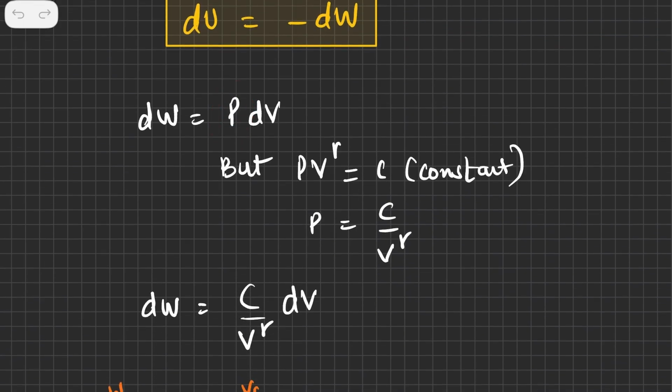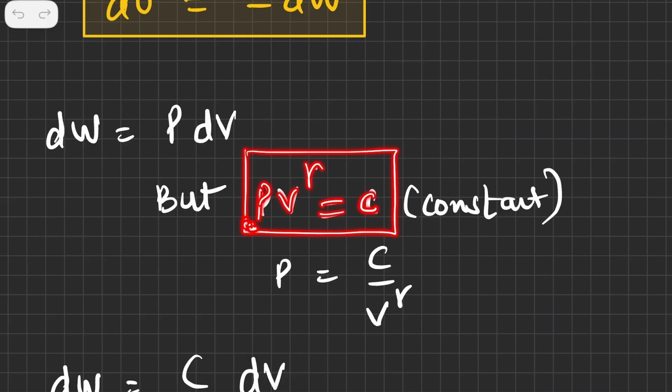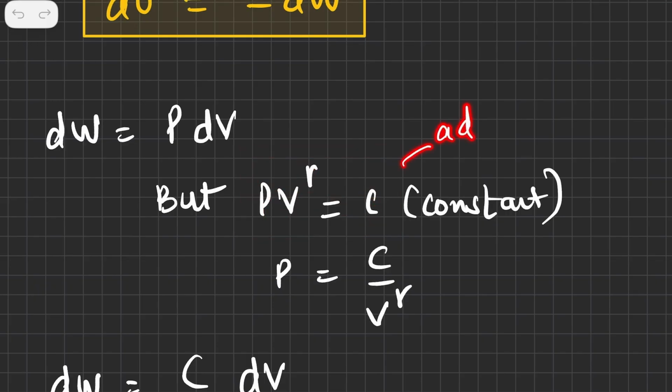Now just be careful with this equation. We are not discussing how this equation comes over here, and maybe this is a part of some other video we can discuss in the coming few days. PV raised to gamma is equal to constant, and this is only valid for an adiabatic process. So this adiabatic process follows this equation which says PV raised to gamma is equal to constant.